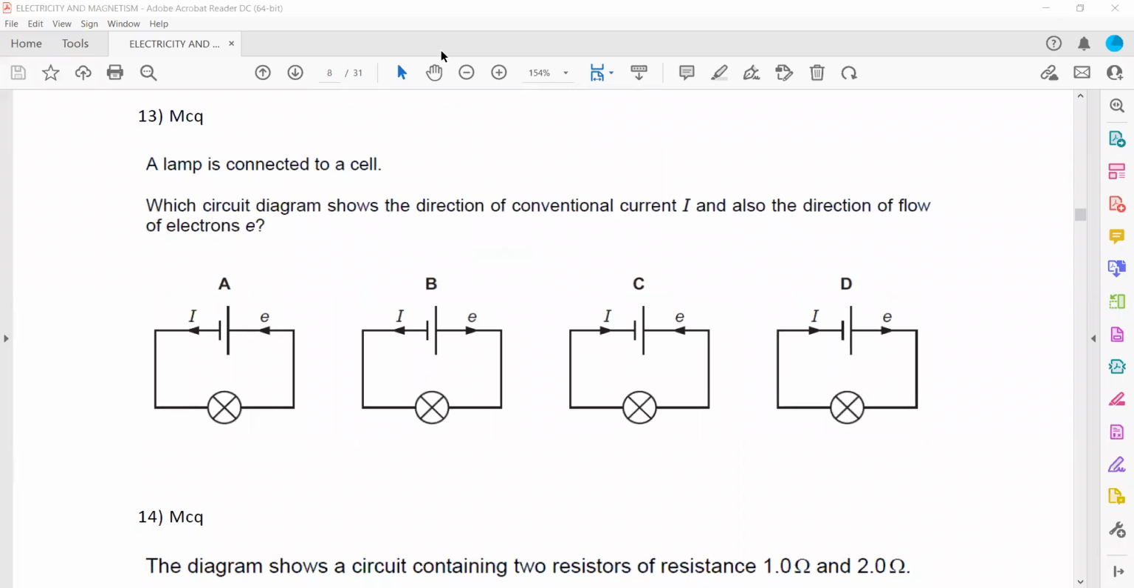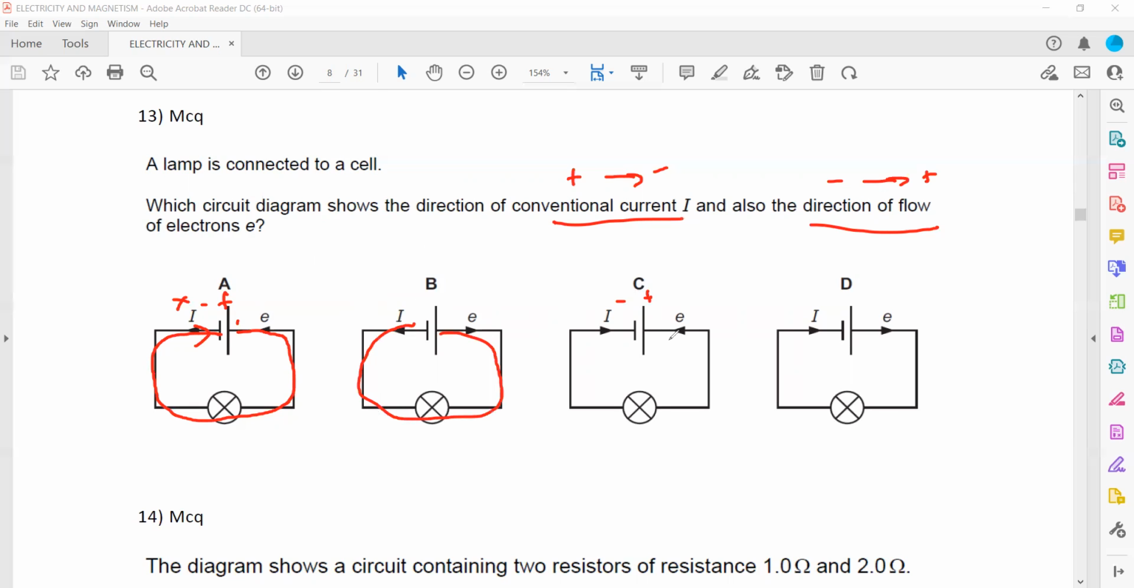Which circuit diagram shows the direction of conventional current? So conventional current is out from positive and into negative, and electron flow is from negative to positive. So when we check, this is positive, negative. So conventional current is from positive to negative, but here the direction of conventional current is not correct. When we check from positive to negative, the direction of conventional current is not correct here as well, because it is given the other way around.